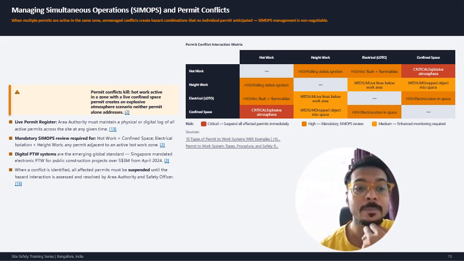Now in Singapore it is mandatory for public construction projects over about $3 million, from April 2024. When a conflict is identified, all affected permits must be suspended until the hazard interactions are assessed and resolved by the area authority and the safety officer.